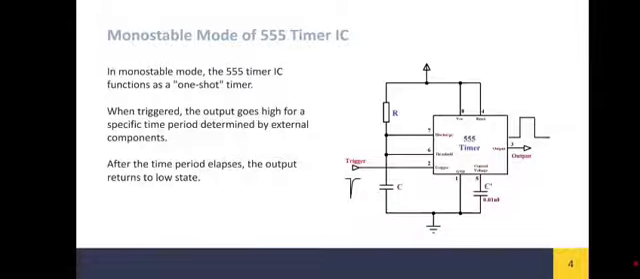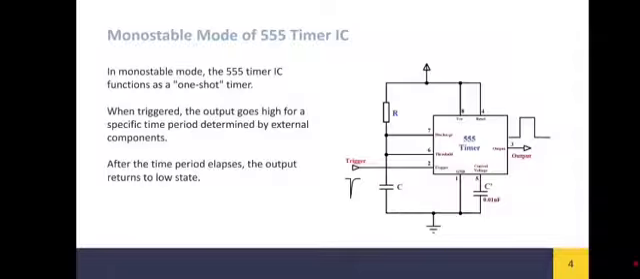In monostable mode, the IC555 timer acts as a one-shot timer. When the external trigger is applied, the output goes high for a specific period of time. This time duration is determined by the external resistors and capacitors connected to the circuit. After this preset time has elapsed, the output automatically returns to the low state. This is commonly used in timing applications and delay circuits.